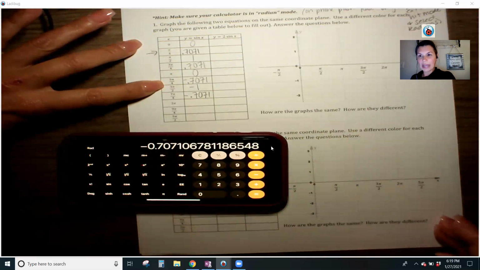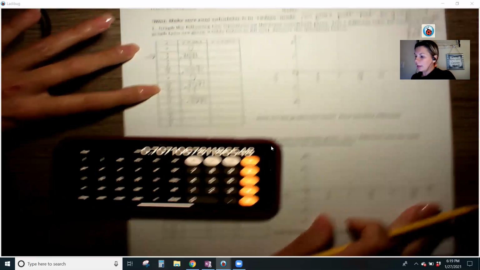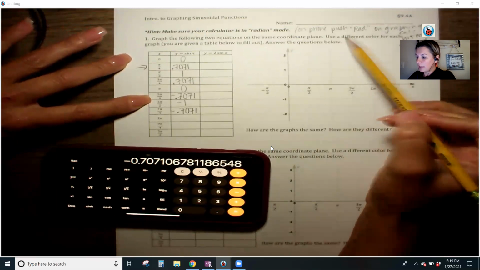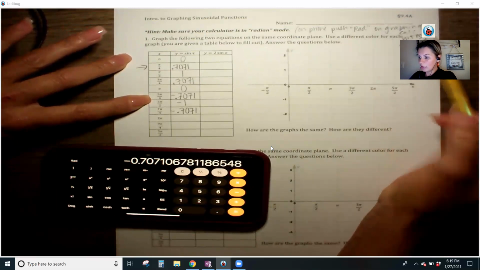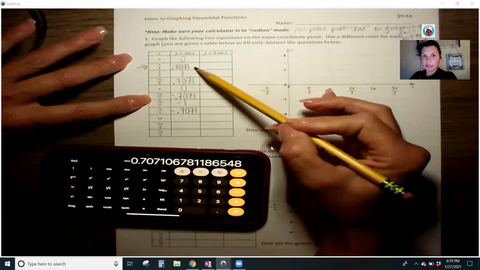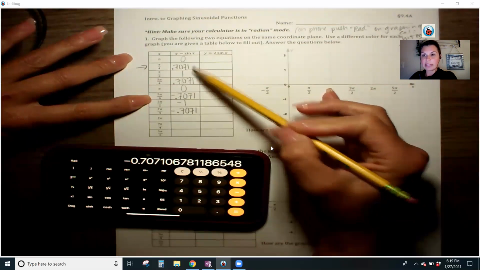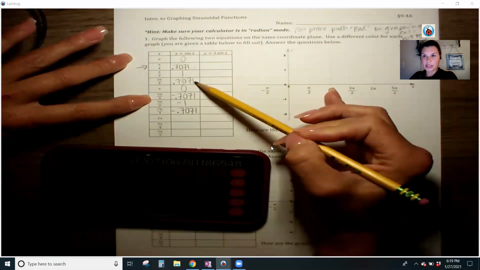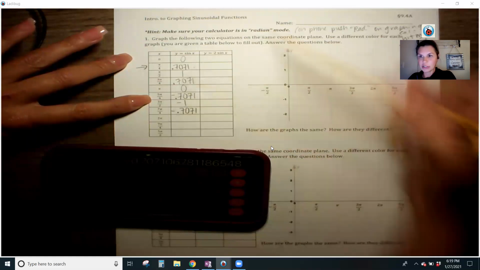So if you're using your own calculator, not your phone, you can put it in radian mode by going to mode on your calculator and then scrolling down and selecting radians versus degrees. What I would do is try one of these in your own calculator and confirm that you're getting these same numbers, just to make sure that you're doing the process correctly before you go about all of these on your own.